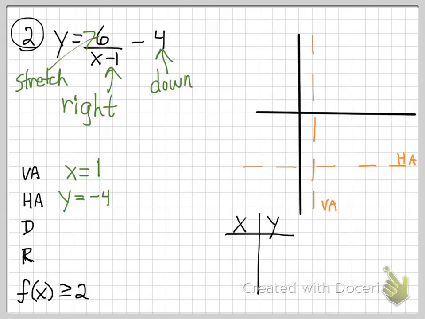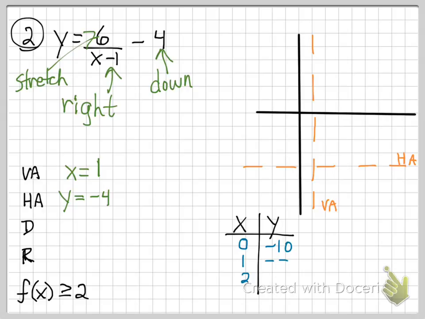Okay, now let's figure out some points. So I know my vertical asymptote is at 1. So I'm going to do a few points just to get some plots. When I plug in 0, what do we get? The 0 is on the left. So I have 0 minus 1 in the bottom. That gives me a negative 6 minus 4. That would be negative 10.